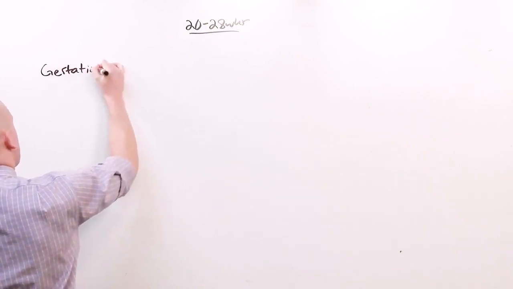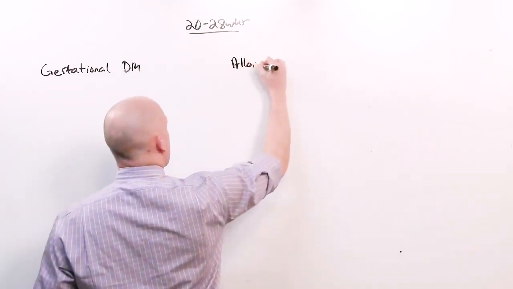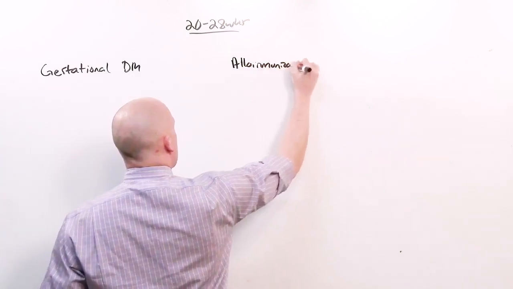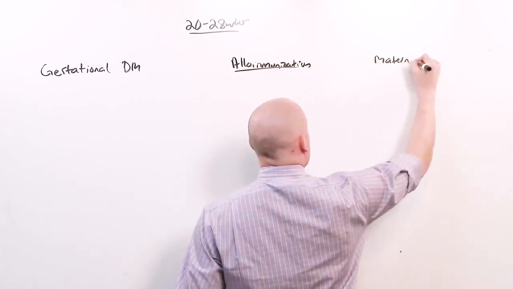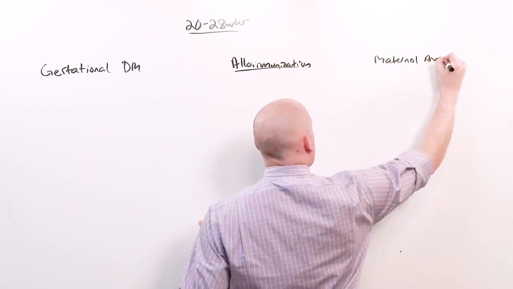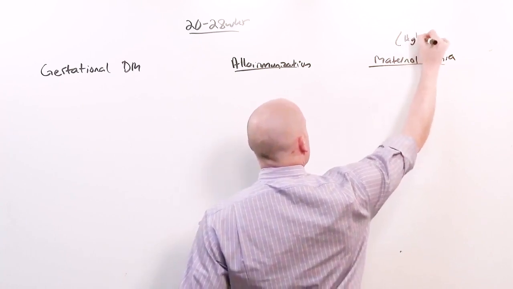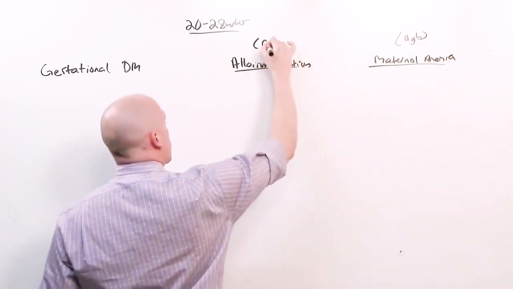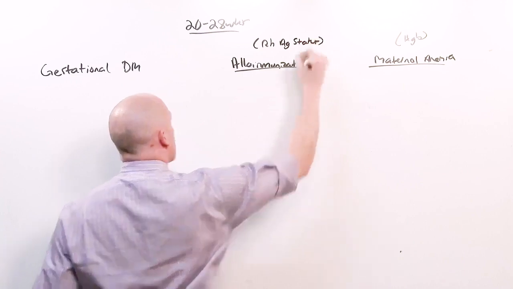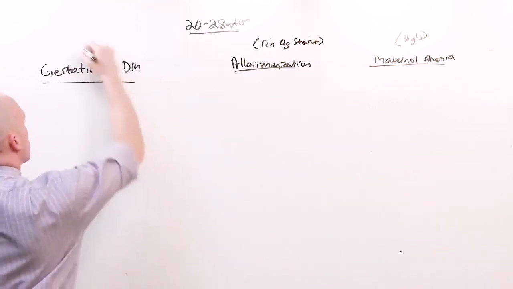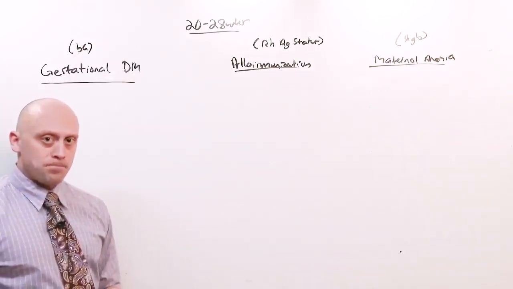Gestational diabetes, alloimmunization, and maternal anemia. That's going to come down to mom's hemoglobin, mom's Rh or rhesus antigen status, and looking for the blood sugar. Let's talk about each one of these one at a time.